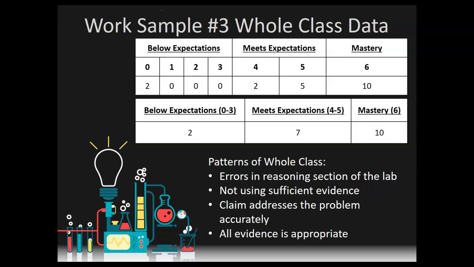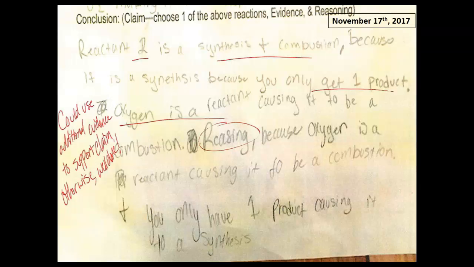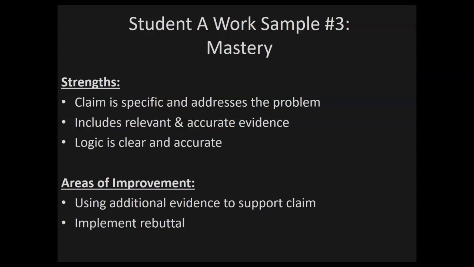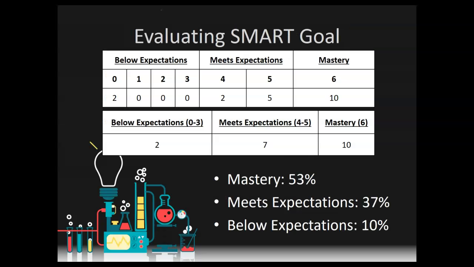So we can see, while we still have 2 students who are below expectations, everybody else in the class has met expectations. Here's the third work sample of the focus student, and they let us know at this point that this student has moved up from below expectations, not just to meet expectations, but to master what they're supposed to do. And so they bring up that goal again.